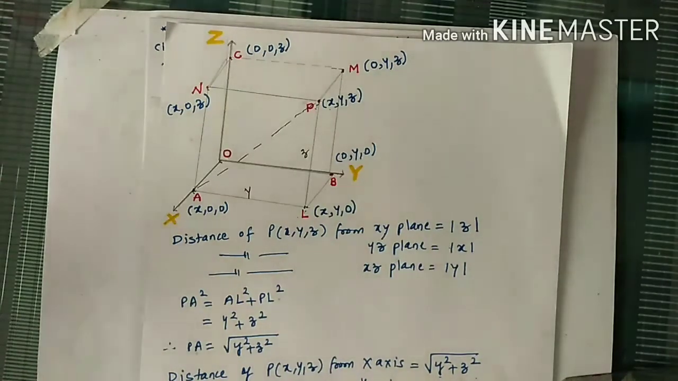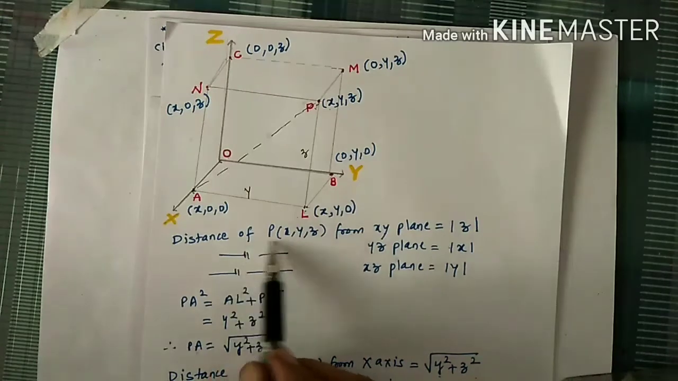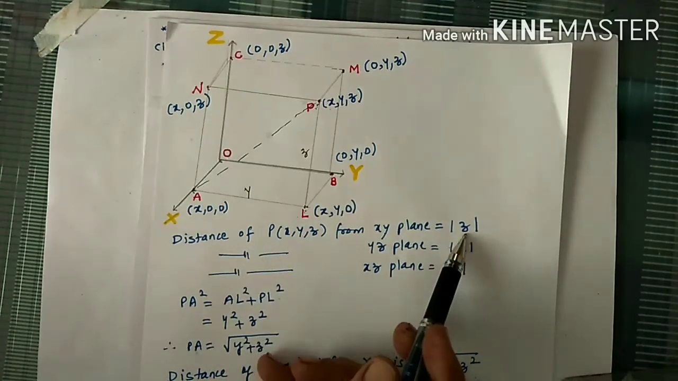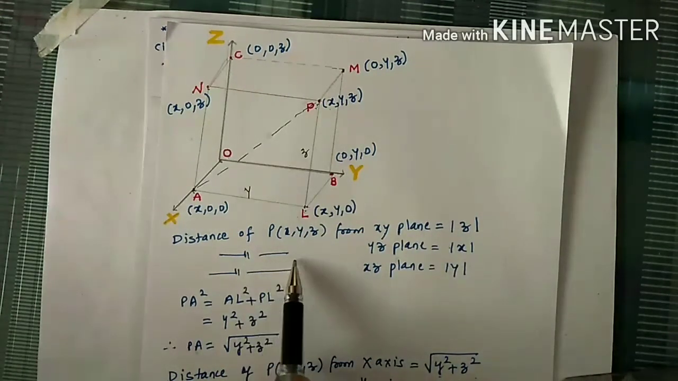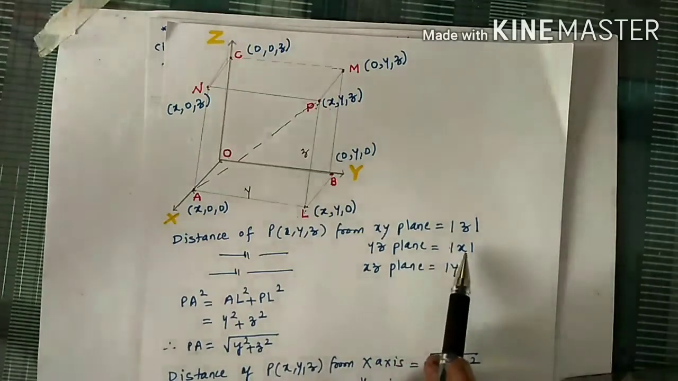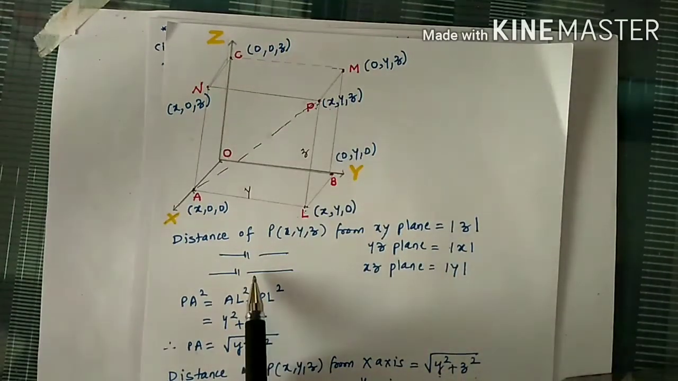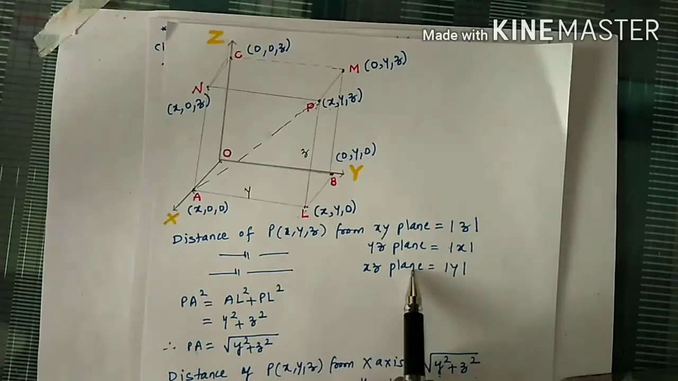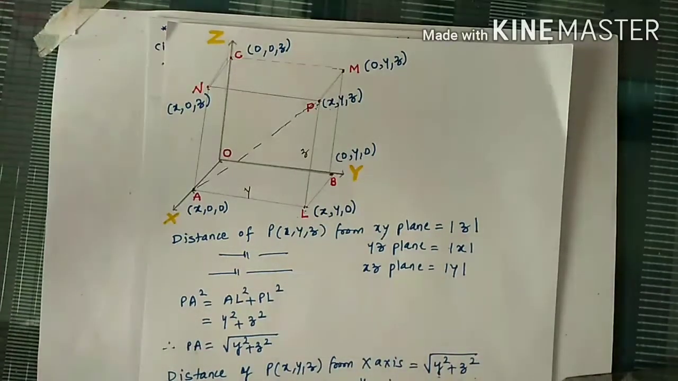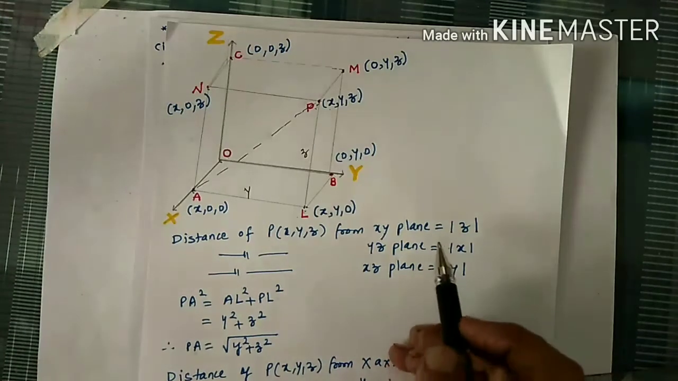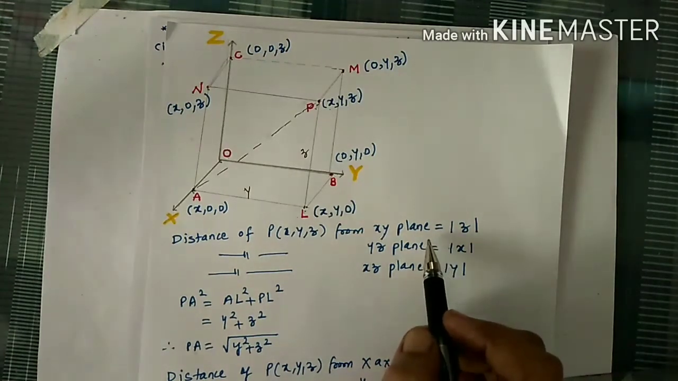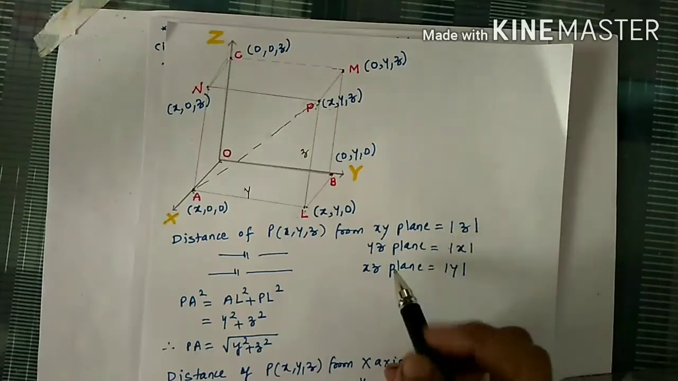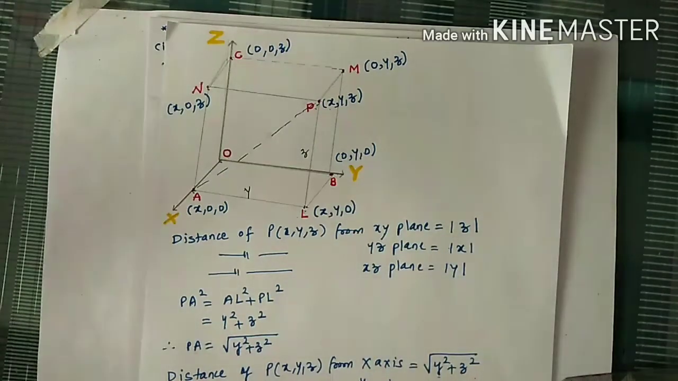In the previous lecture, we have studied representation of vector in 3 dimension. In 3 dimension, distance of a point from xy plane is modulus of z. Distance of a point from yz plane is modulus of x coordinate, and distance of a point from xz plane is modulus of y coordinate. To find the coordinates, we have to find the directed distance. If we know the directed distance, we can find the coordinates. So let's solve one question of this type.